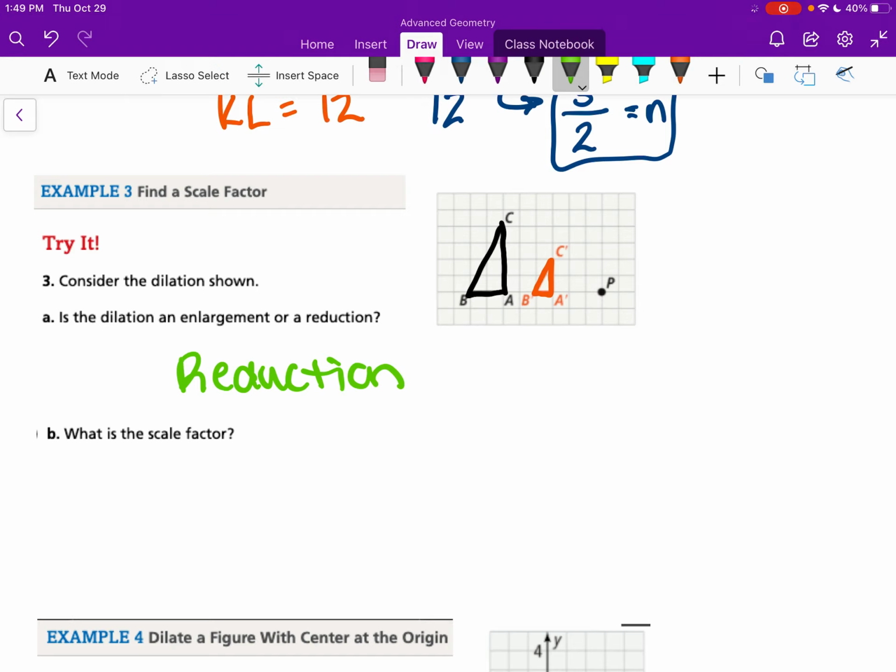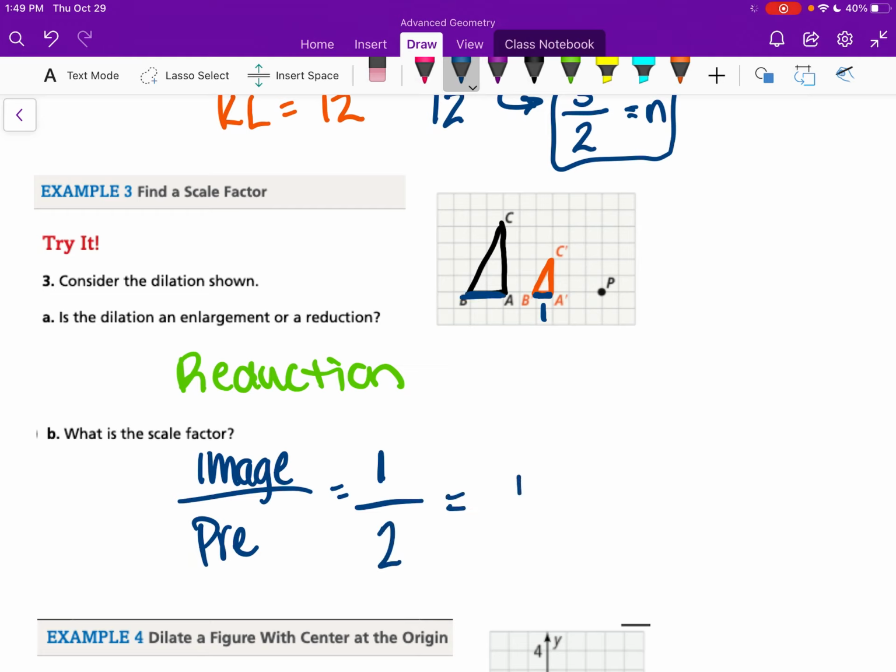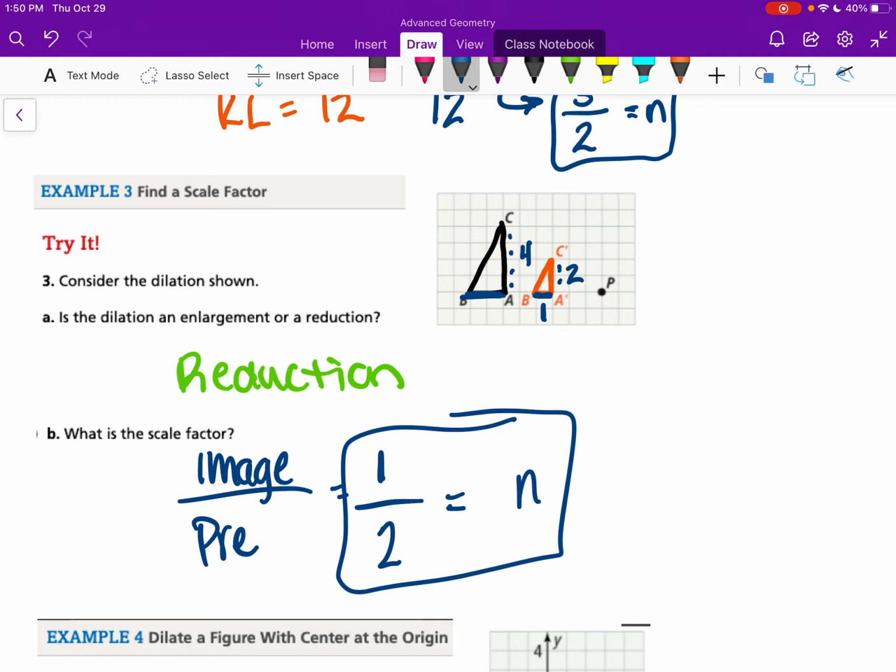So the big thing we have to pay attention to is where those tick marks are, so we know which one is the image versus the pre-image. So now let's find that scale factor. So we know we want to do image divided by pre. So I'll find the length of one of the sides of the image. I can just find this AB. That's got a unit of 1. So A'B' is 1. The original AB is 2 units. So our scale factor is 1/2. Every side was reduced by 1/2. And if we check that, this side was 1, 2, 3, 4, and this side was 2. Perfect. Scale factor of 1/2.